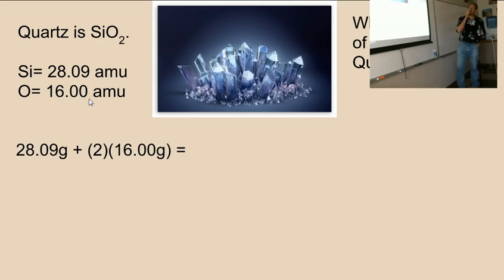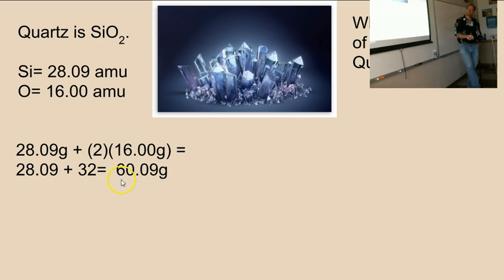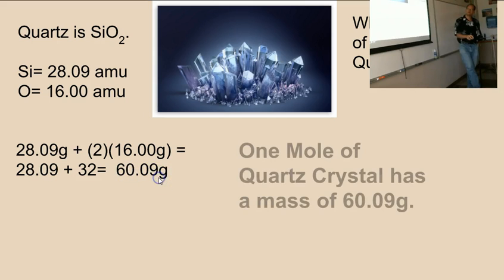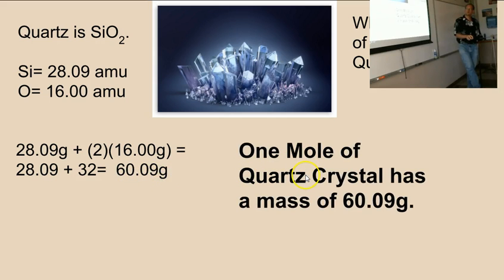So if I wanted to determine the molar mass of quartz crystal, of silicon dioxide, I would say 28.09 grams for the silicon, right? And there are 2 atoms of oxygen for every 1 atom of silicon. So I have to have 2 times the atomic mass unit number for oxygen. So the sum would be 28.09 plus 32 is 60.09 grams. 1 mole of quartz crystals has a mass of 60.09 grams.